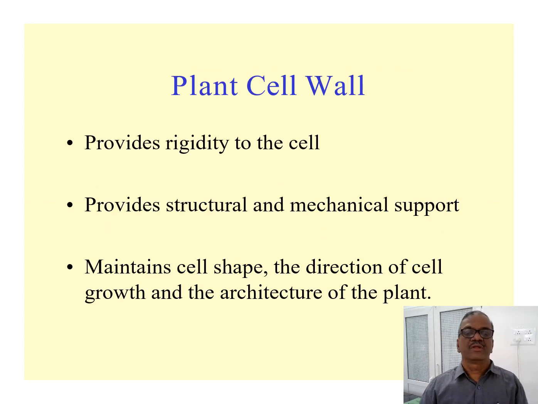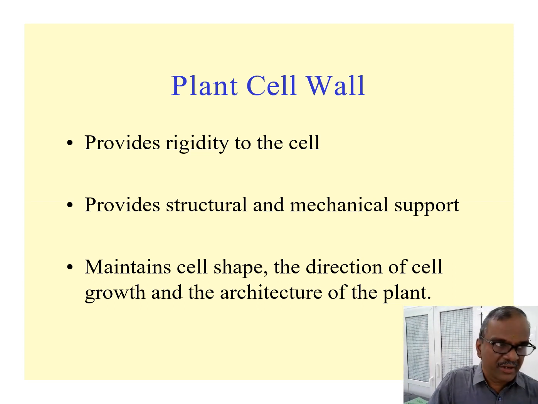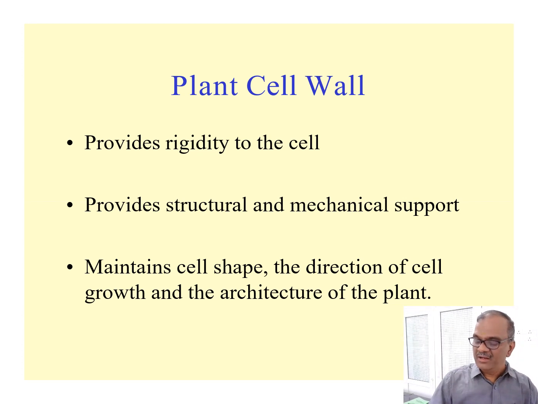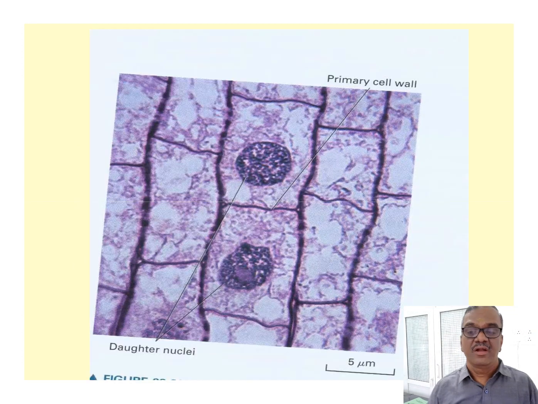Okay, so in the plant cell wall, if you see, it provides rigidity, structural and mechanical support, and it maintains the cell shape. Also, when growth occurs, the direction in which expansion should occur is given, and the architecture of the plant is also decided by the plant cell wall. If you see that there are different types, herbaceous and woody, that is based on the cell wall development. So the architecture of the plant is also decided by that.